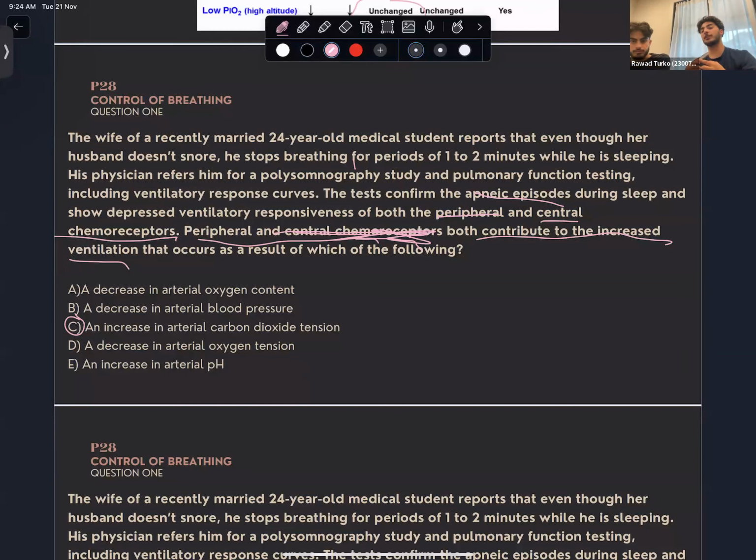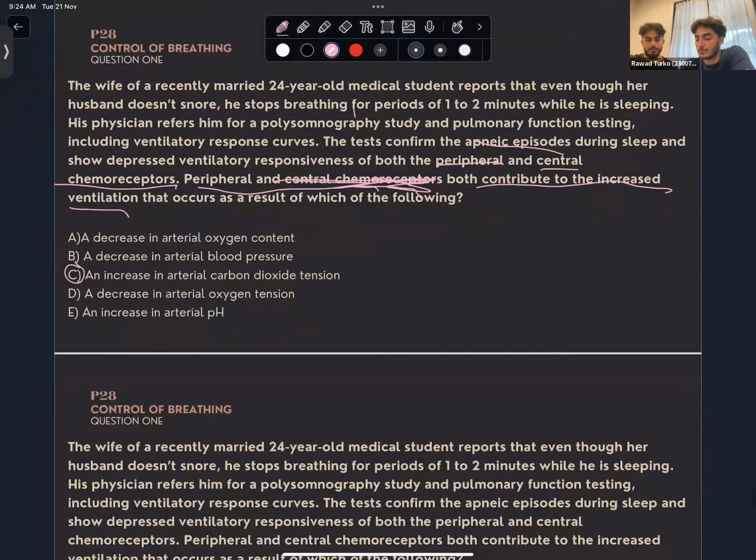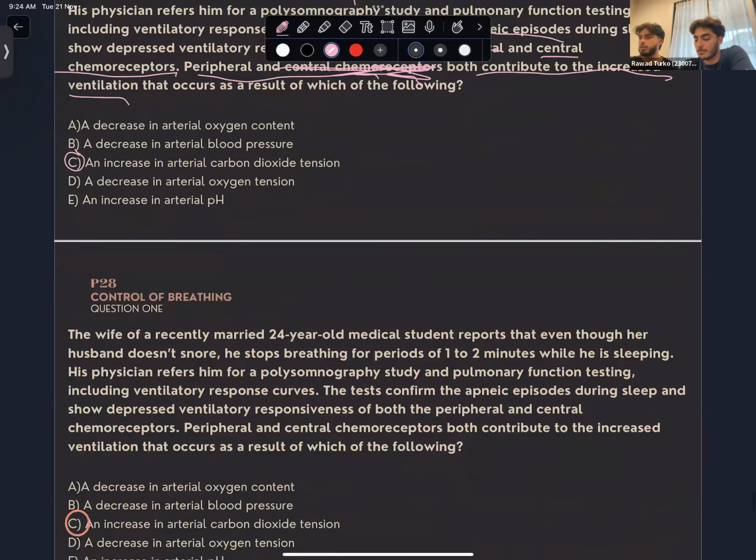Since it's both peripheral and central, peripheral will tell you oxygen, central will tell you pH, and you can't determine a pH from oxygen. What you determine it from is the CO2. CO2 is a major player in determining the rate of ventilation. Again, there's not really a lot of understanding in this stuff, it's all memorization. If you guys are having trouble with this lecture, you have to go over it again, just to memorize what the different chemoreceptors are. Go down to question 2.